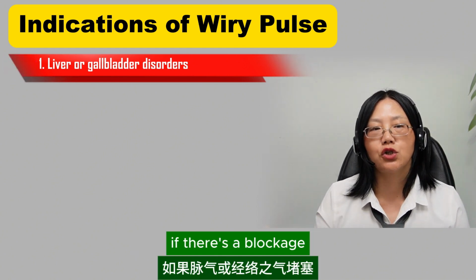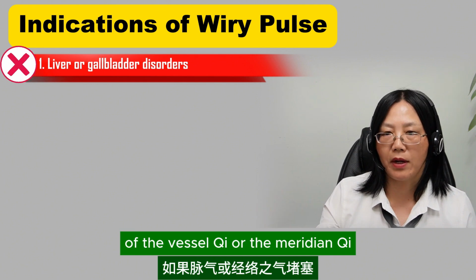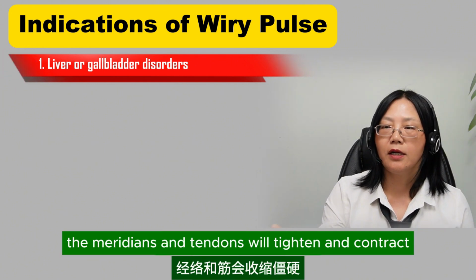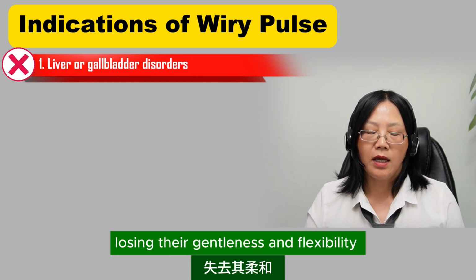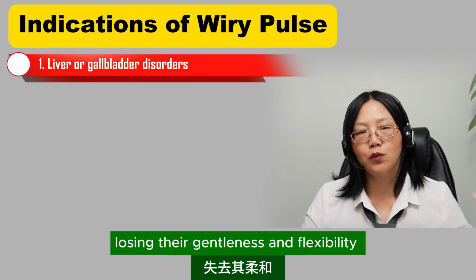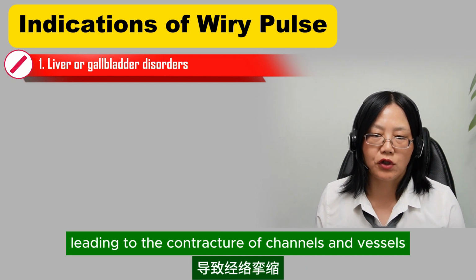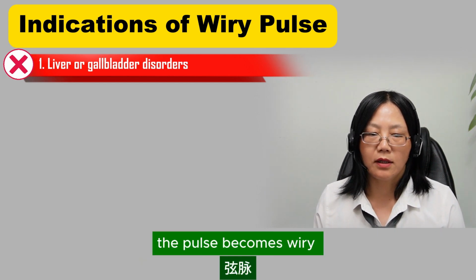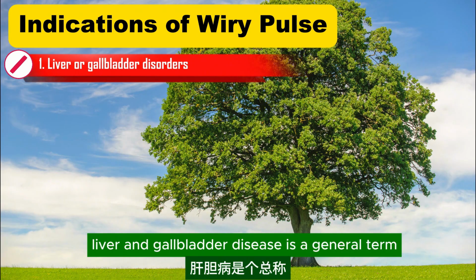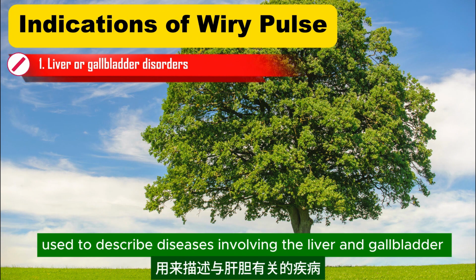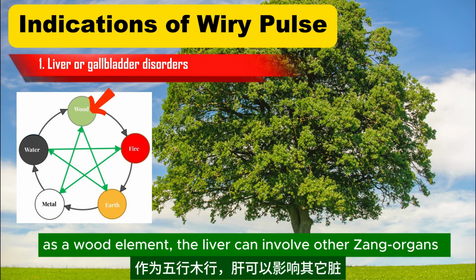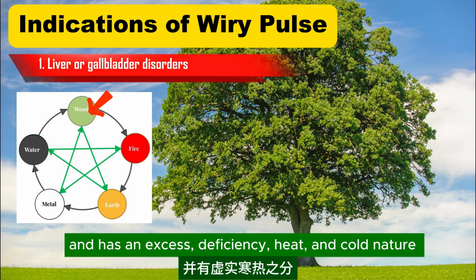If there is a blockage of the vessel qi or the meridian qi, the meridians and the tendons will tighten and contract, losing their gentleness and flexibility, leading to the contracture of channels and vessels. Therefore, the pulse becomes wiry. Liver and gallbladder disease is a general term used to describe diseases involving the liver and gallbladder. As a zang organ, the liver can involve other organs and has an excess, deficiency, heat, and cold nature.